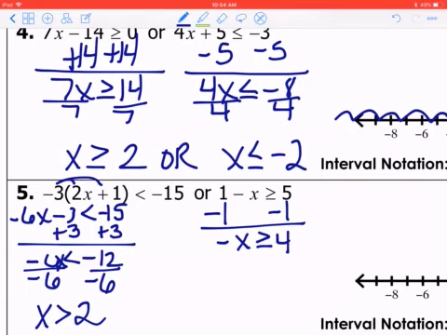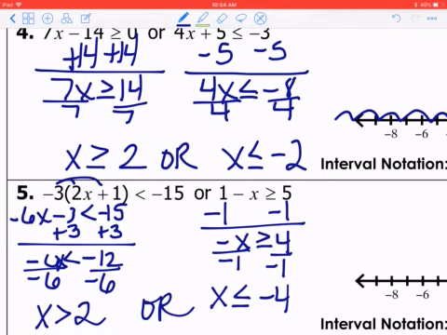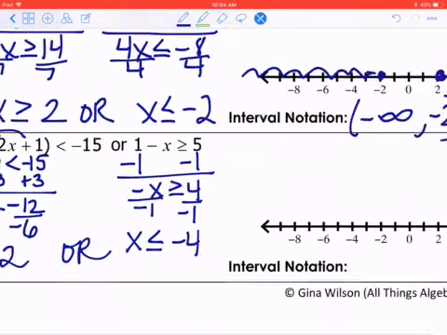You cannot have a negative variable, so I'm going to divide by a -1. Flip your inequality sign because you divided by a negative, and then we have -4. Do not forget to write the word OR. Okay, let's go ahead and graph this and then do our interval notation.